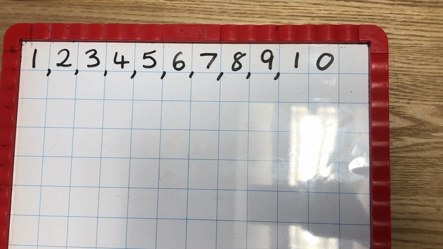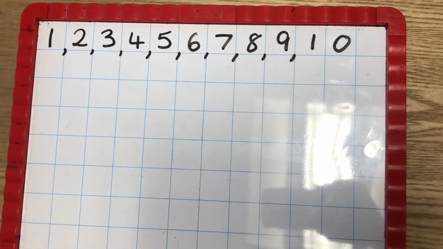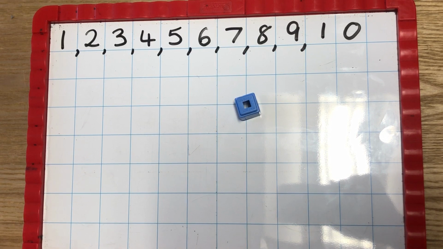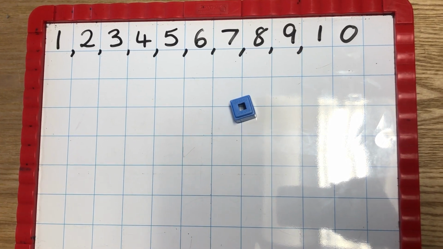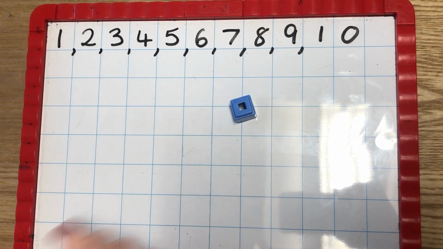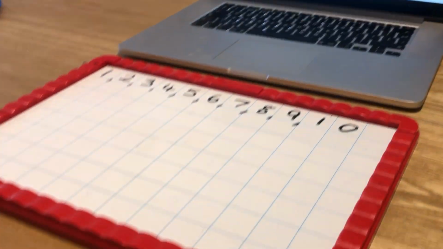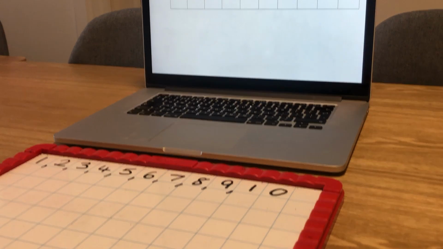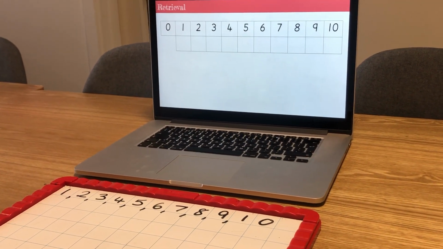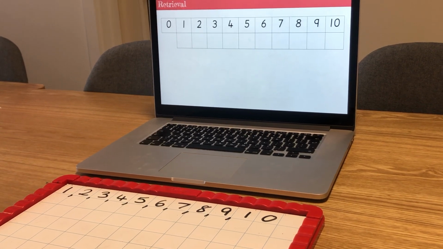Now, I don't have any counters here, so I'm going to use some cubes instead. You can use anything at home. Maybe you've got a crayon, or maybe you have some counters, a pen lid, a glue stick, anything that you have handy that you can use to put underneath each number. And I'm going to ask Miss Sharman to help me with this activity. She's going to tell me a number, and I have got to put my counter underneath the correct number.